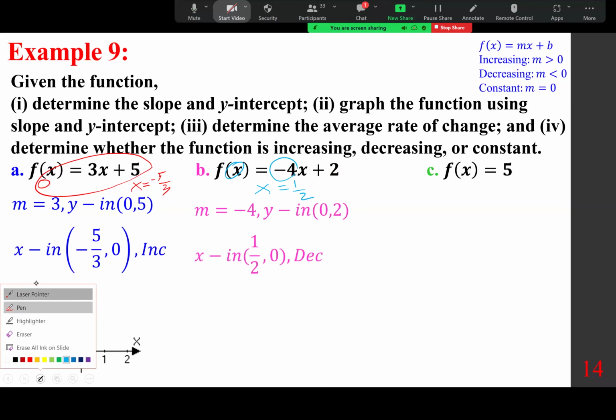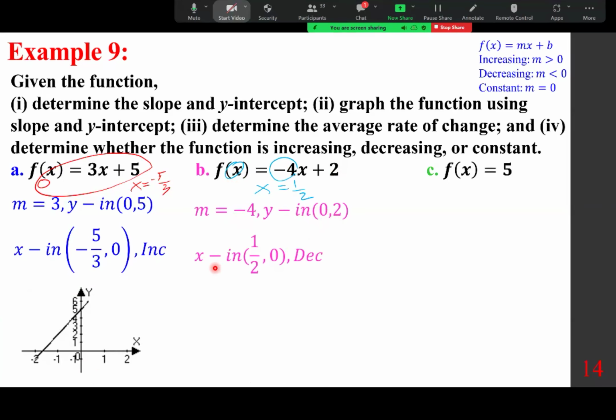So again, a recap. The slope is -4. It's negative, which makes it decreasing. The y-intercept is (0, 2). Set this equal to 0, x is 1/2, so (1/2, 0). And by the way, the slope is the average rate of change. Plot the two pairs: you have (0, 2) here, (1/2, 0) here. By the way, the scale on the x and y axis can be different, okay?